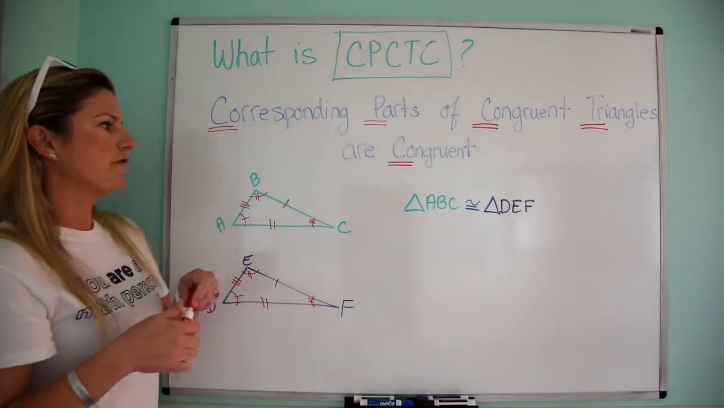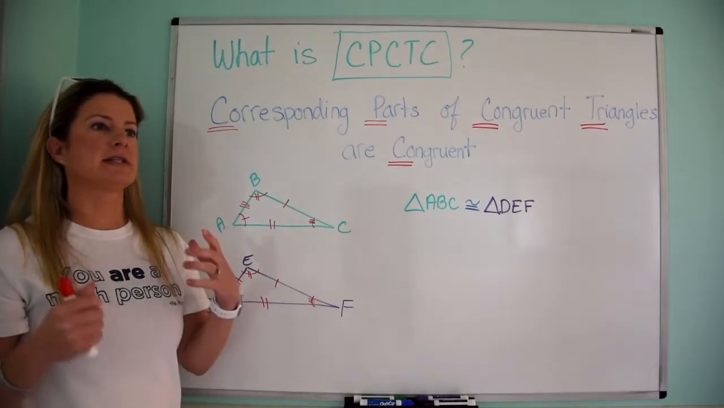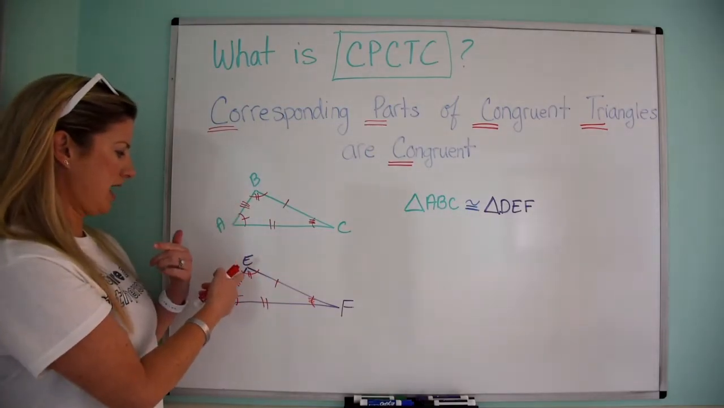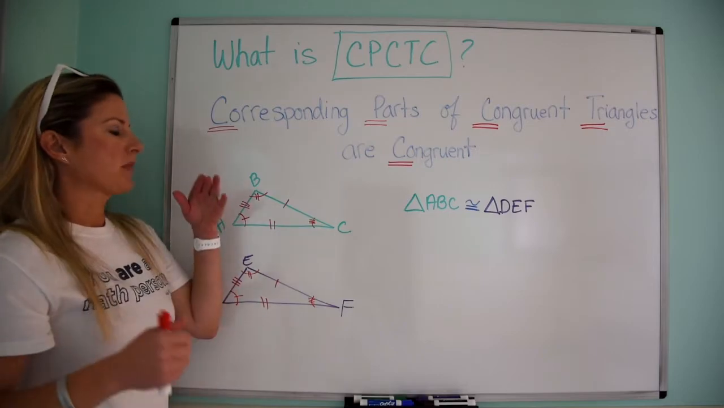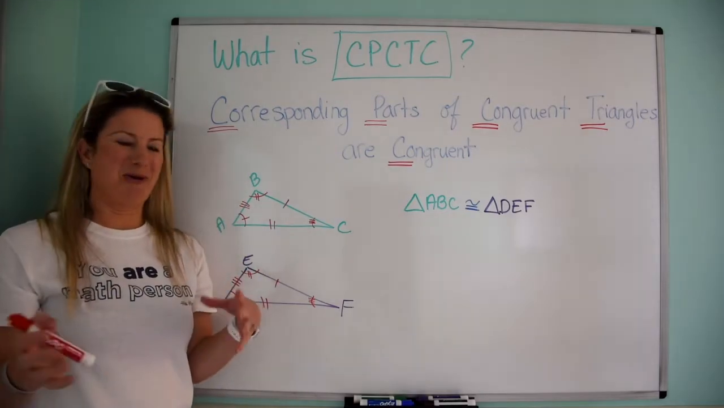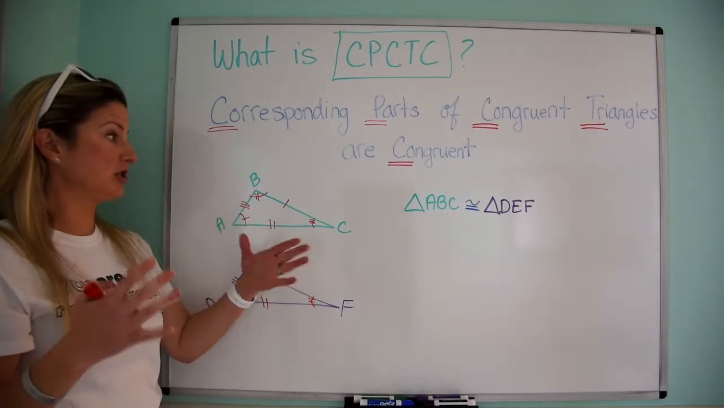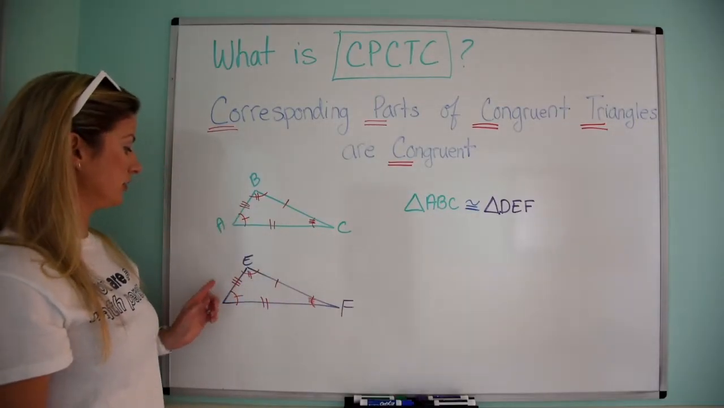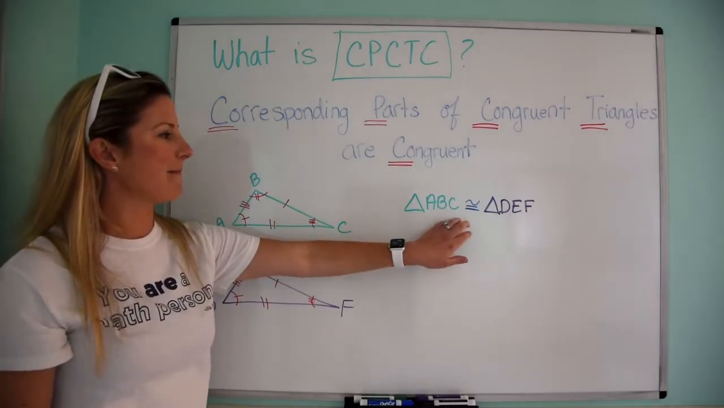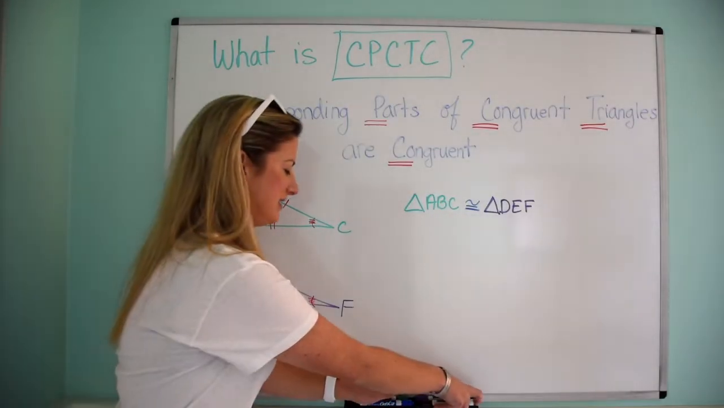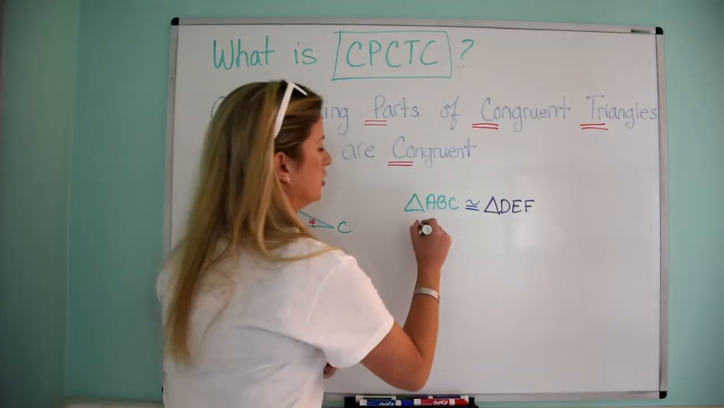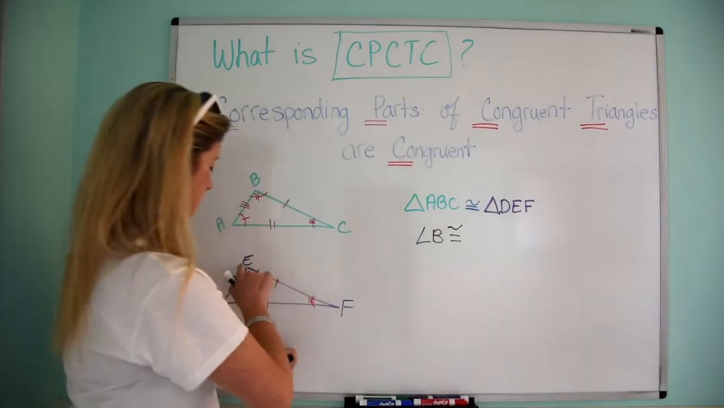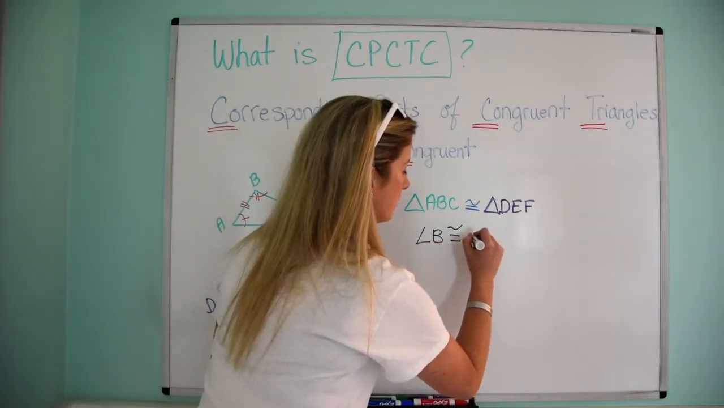Okay, so if I were doing a proof, and let's say that I needed to prove that angle B was congruent to angle E, okay? I would go through everything that I'm going through, and then I would hopefully get to a point where I say that the two triangles are congruent, that triangle ABC is congruent to triangle DEF. When I get to that point, the next statement would be angle B is congruent to angle E, okay?